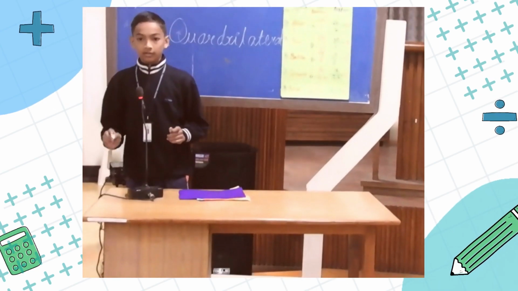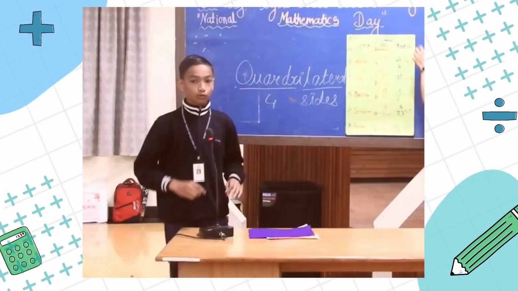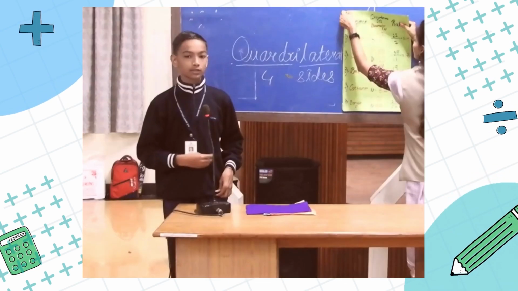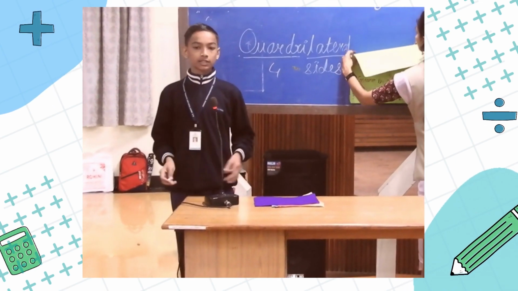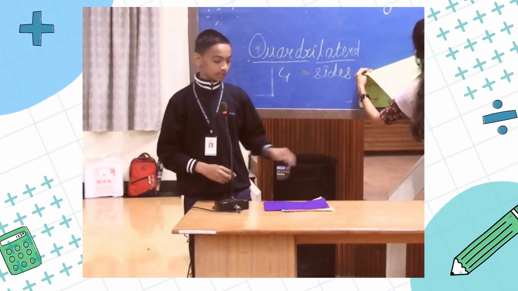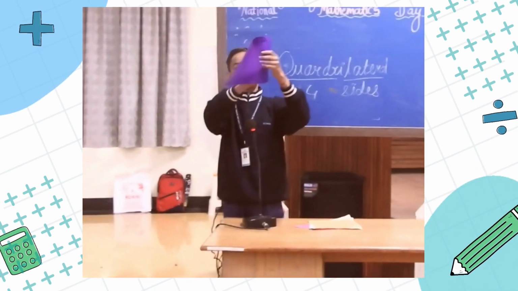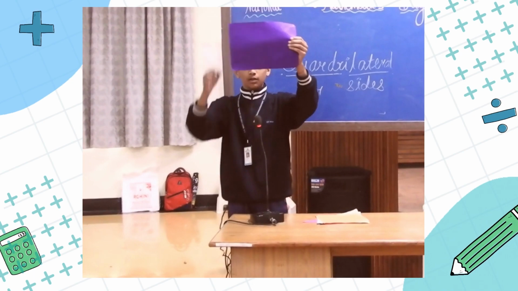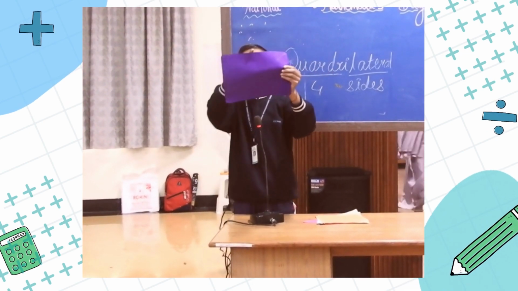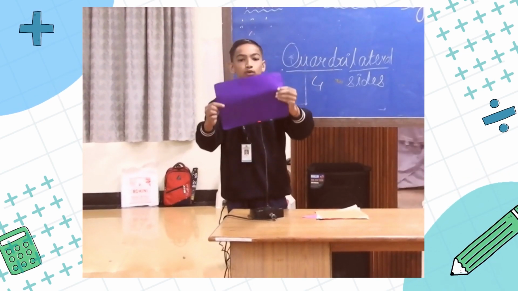So, what is a quadrilateral? It is a closed figure having four sides. There are a total of 6 types of quadrilaterals. First of them is the rectangle. Everyone must know the rectangle. But what are its properties? When opposite sides are equal, it is known as a rectangle.